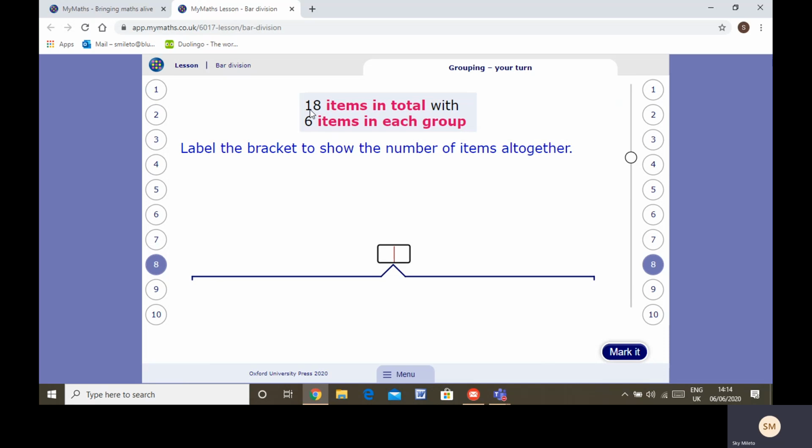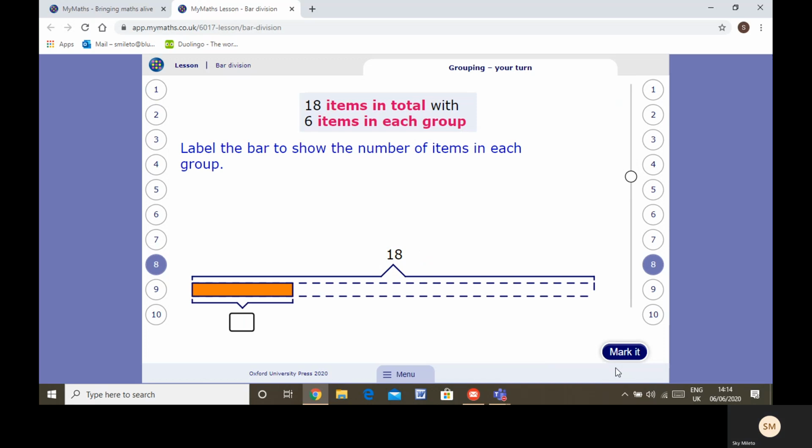Okay, I'm going to do one more. We have 18 items in total, so that must go at the top. It's the biggest number, remember. Biggest number always goes at the top of your bar model. We have 6 items in each group. So we'd have 6 in one group.